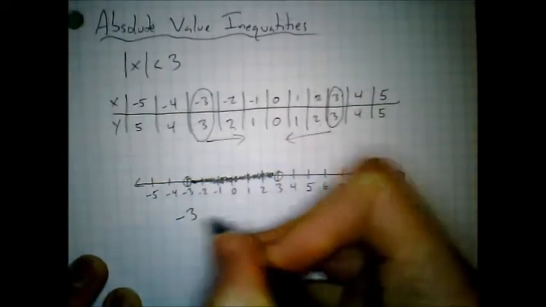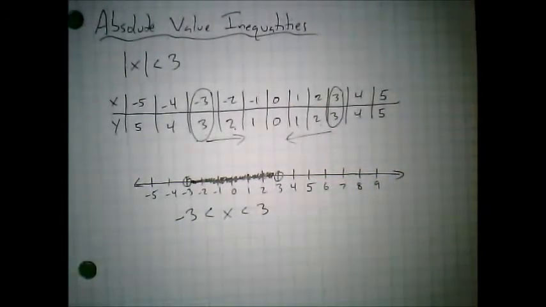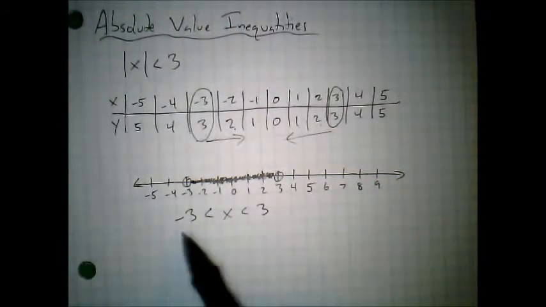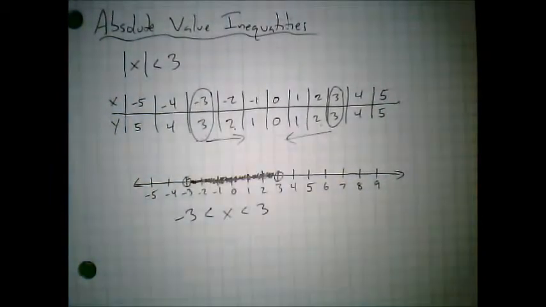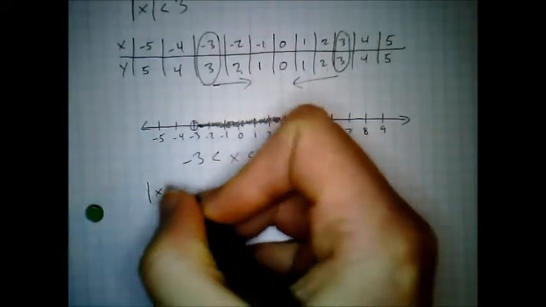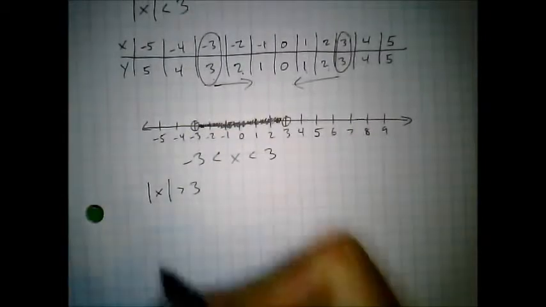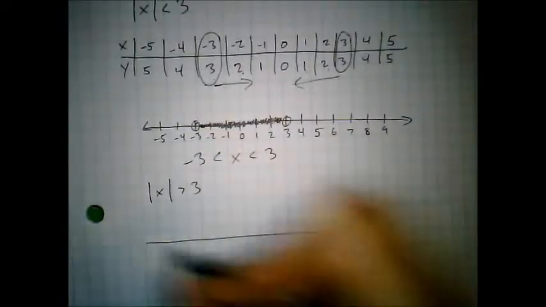And the way we write this, I hope you remembered, is -3 is less than x is less than 3. When x is between -3 and 3, the absolute value of x is going to be less than 3. And hopefully that's very simple and intuitive. Looking off the same table, well, what if we have the absolute value of x is greater than 3? So let's make a new number line.